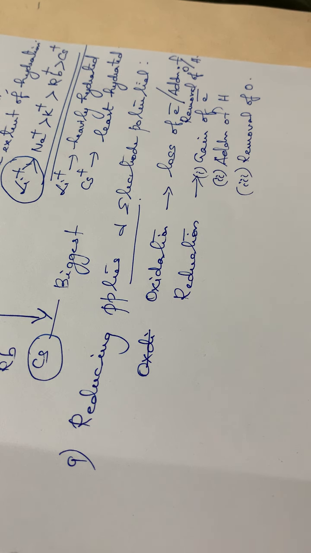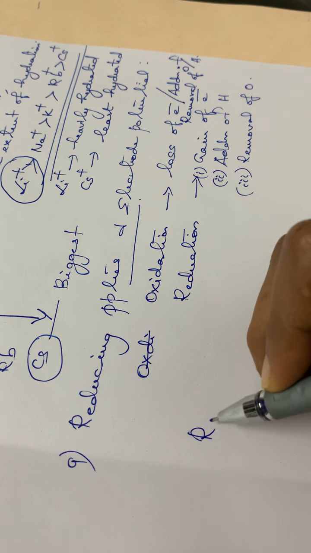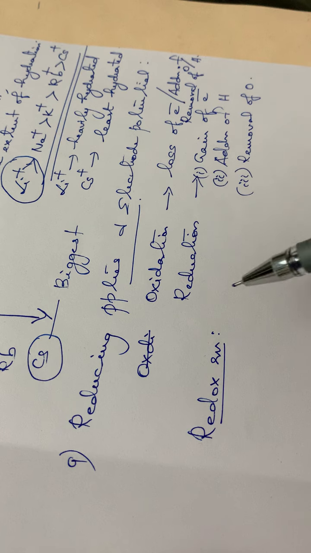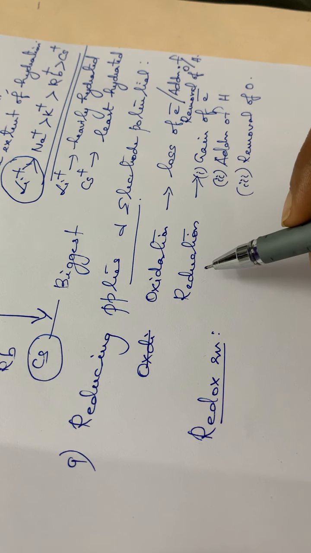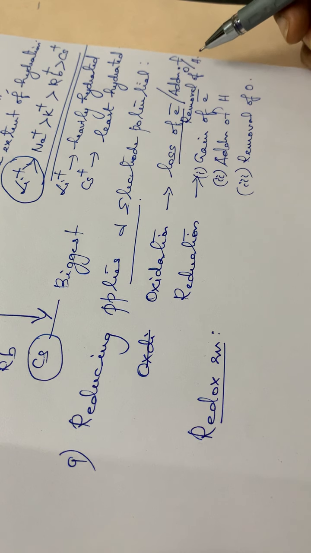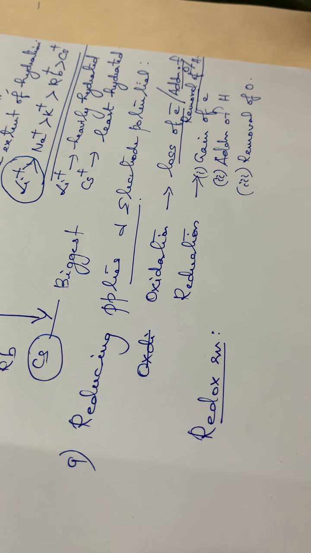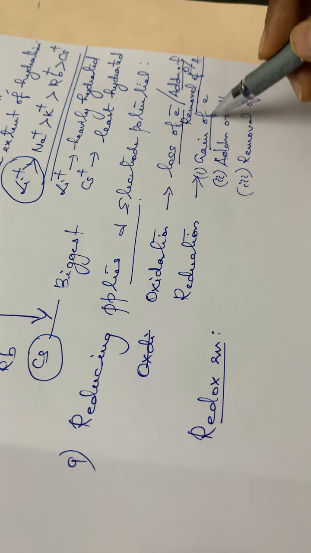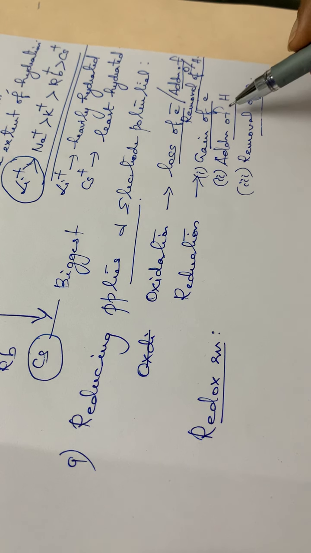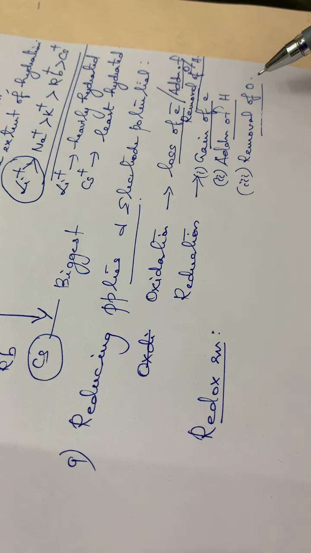And also, a reaction in which both oxidation and reduction take place simultaneously is called a redox reaction. So here oxidation means the loss of electrons, or the addition of oxygen, or the removal of hydrogen. While reduction is the gain of electrons, or addition of hydrogen, or removal of oxygen. Okay.